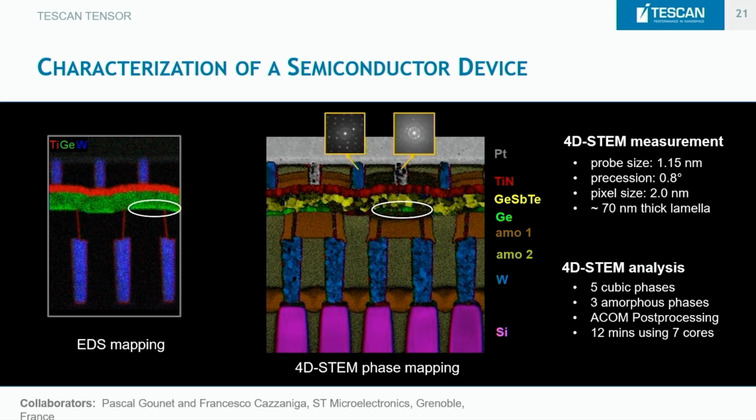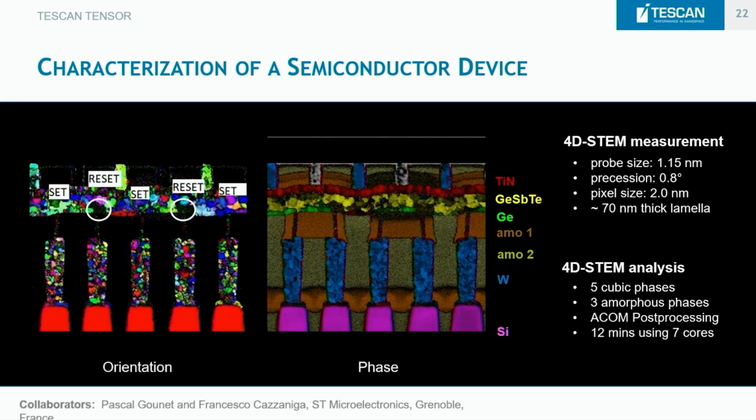Here, these tungsten lines, I think the guys at ST weren't sure why this was, but I believe it may be the position of where the FIB cross-section was taken. You can see it's basically single crystal on the one tungsten line, and it's polycrystalline on the other. You can get other information if you do an orientation map. So in this case, you can actually see the sets and resets in the material.